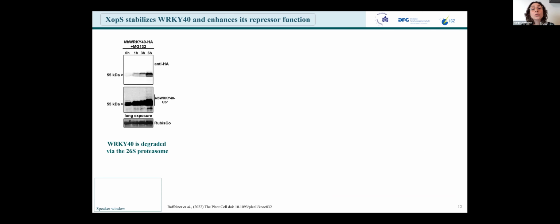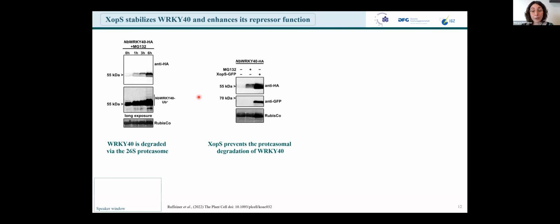So this is also true for WRKY40, since we showed that a treatment of Nicotiana benthamiana leaves that were transiently expressing WRKY40 with a proteasome inhibitor, MG132, did lead to accumulation of this transcription factor. And very interestingly, we also saw that the co-expression of the XopS effector protein together with WRKY40 led to an even stronger accumulation of this transcription factor than MG132 does.